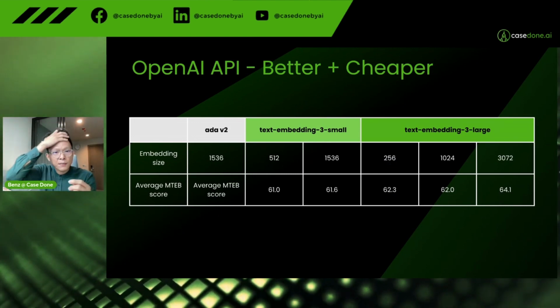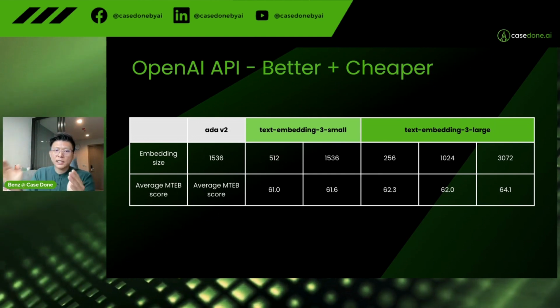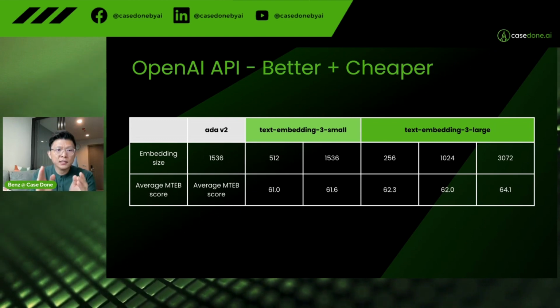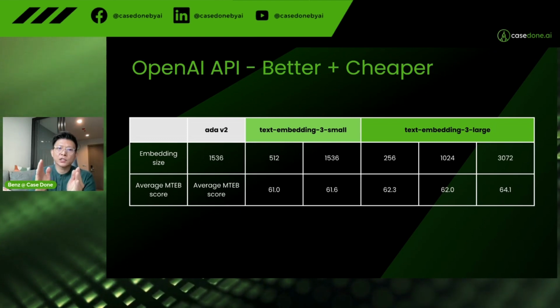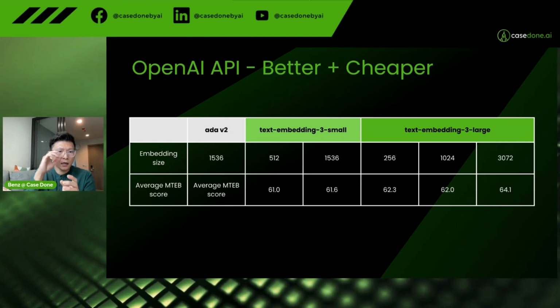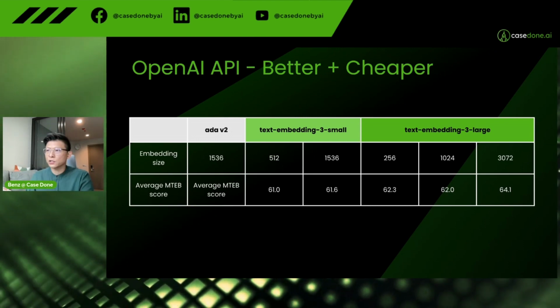And the way the API for shortening the sequence is really well implemented. You just specify the length that you need. You don't need to do anything else. You just say, okay, I just want 256, and that's it. That's all you need to do.